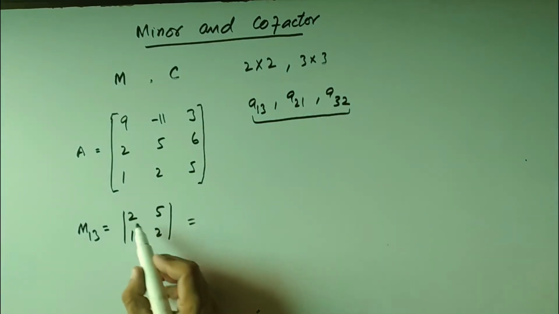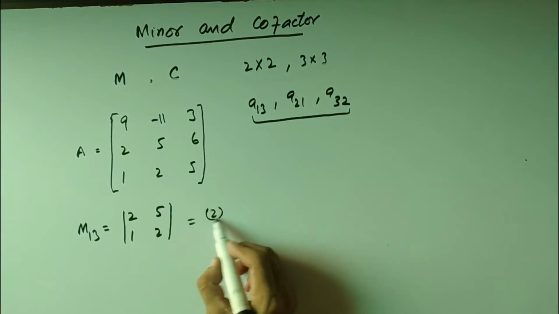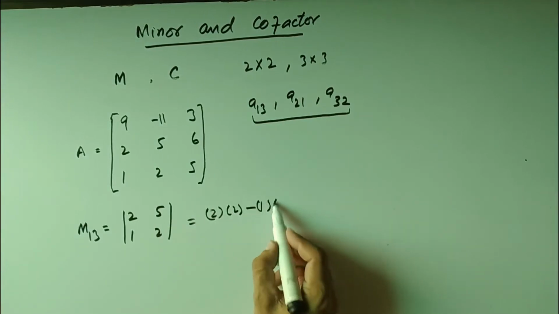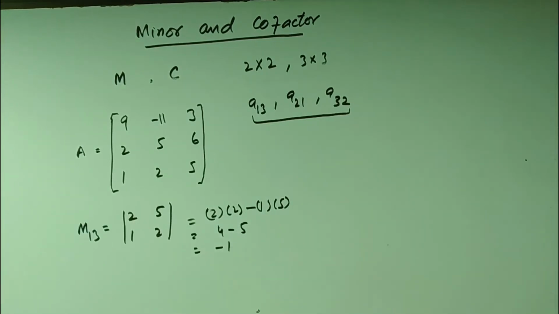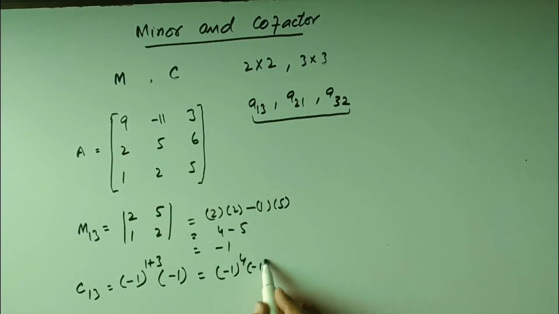So what will be the answer? We can solve the subdeterminant, that is 2 into 2 minus 1 into 5. So the answer will be 4 minus 5, that is minus 1. And for the cofactor, that is C13, I put minus 1 raised to the power 1 plus 3, first row and third column. The answer of the minor is minus 1. So this will be minus 1 raised to the power 4 into minus 1. This will be positive, so minus 1 will be the answer. So this is how to solve a minor and cofactor.